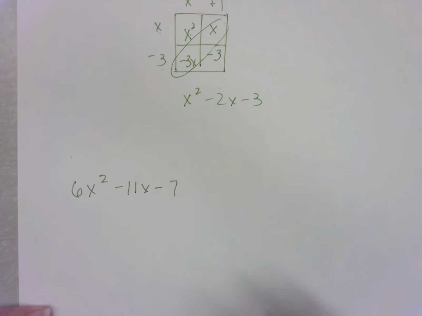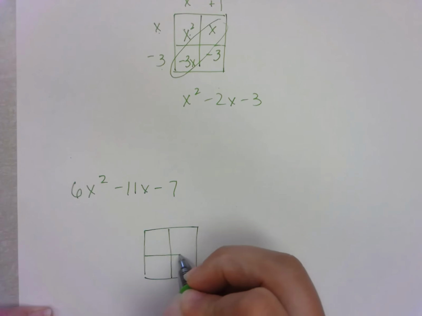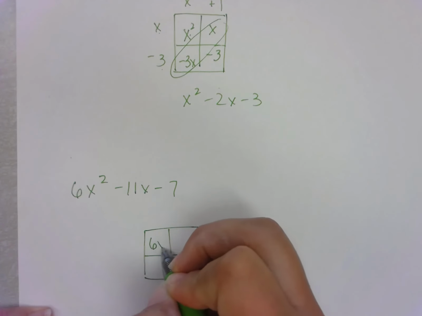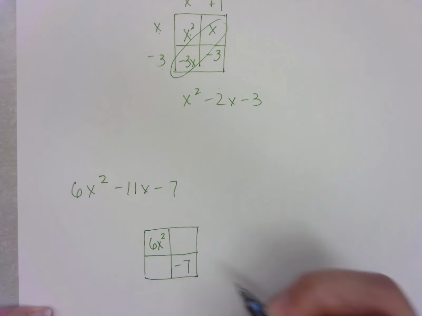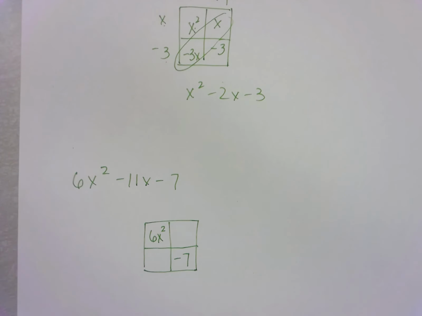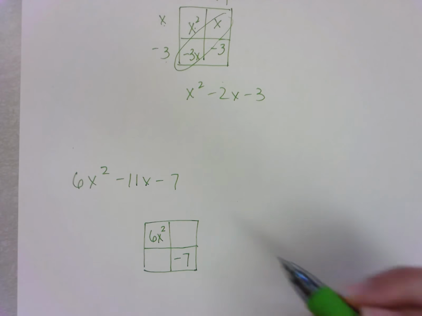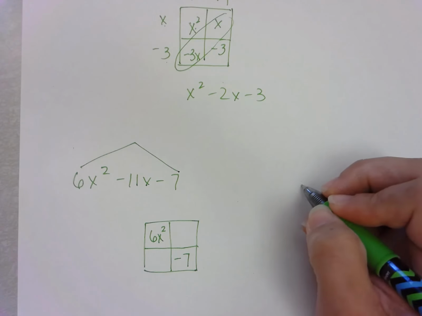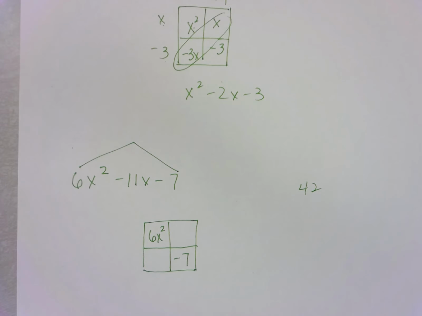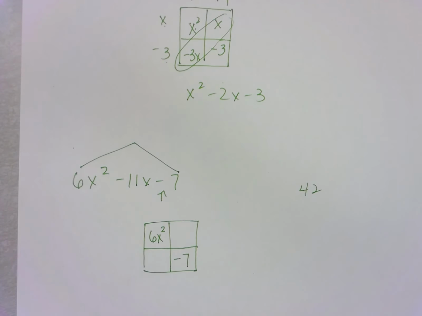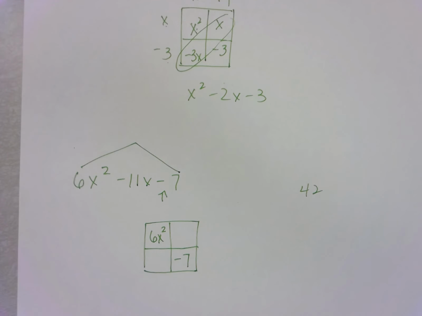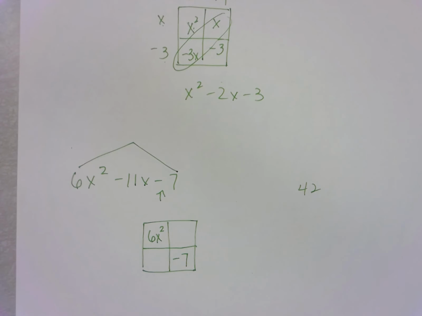Okay. So in terms of my box, I know that my x squared term always goes here, and my constant term goes here. And now I need to figure out what my x terms are. I can figure out what my x terms are by multiplying the 6 times 7, and it gives me 42. Now this sign is negative, so when I'm finding factors of 42, I'm looking for one minus the other factor being 11. Okay, I can alter the sign based on the negative 11, but for right now we're just going to look at one factor minus the other being 11.